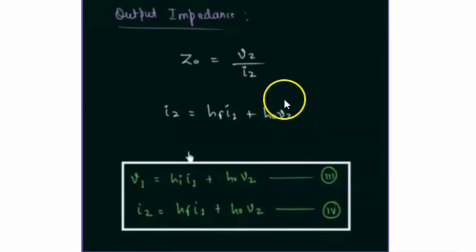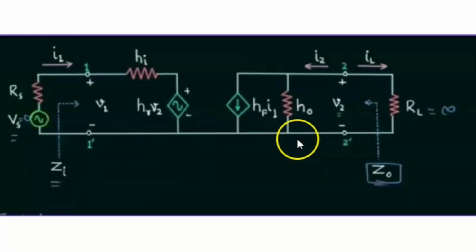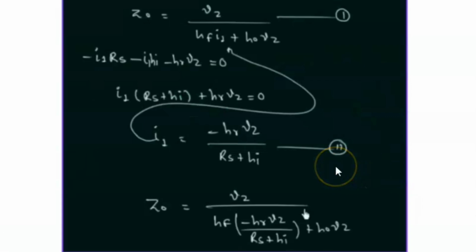The next parameter that we have to calculate is the output impedance. So output impedance is equal to V2 by I2. Now we are going to use the fourth equation here, and the equation is I2 is equal to HF I1 plus H naught V2. To calculate the output impedance, in this particular circuit we have to make Vs zero and make the load resistance infinite. That means we have to open circuit this particular part and short circuit this particular voltage to calculate our output impedance. So from here we get the value of Z0 as V2 by HF I1 plus H naught V2.